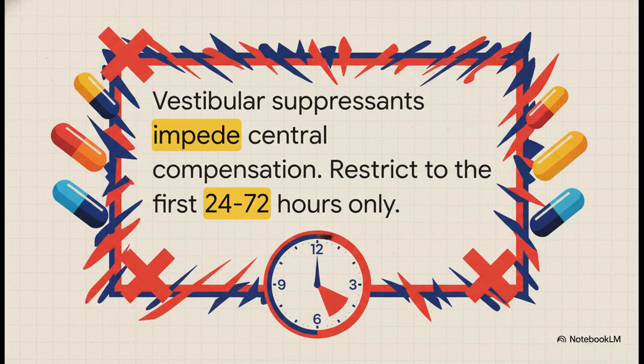Okay, I need to give a very stark clinical warning here. Vestibular suppressants actively impede cerebellar-mediated VOR compensation. You must strictly restrict their use to the first 24 to 72 hours post-injury, and only for acute relief. Seriously, stretching their use beyond that short window will just delay your patient's functional recovery.